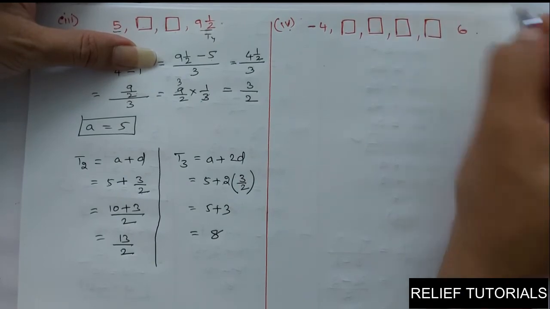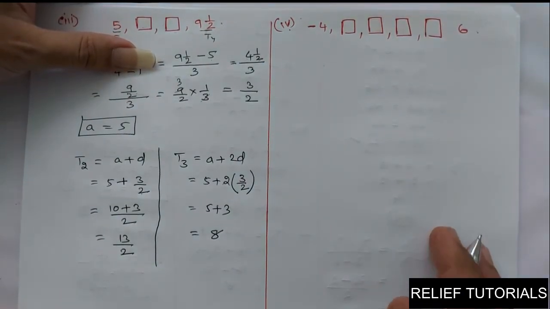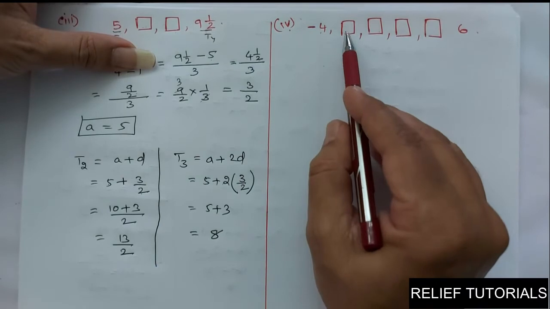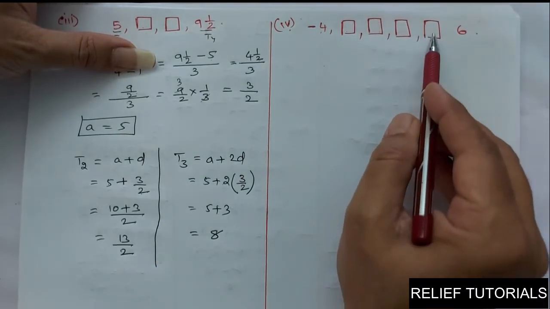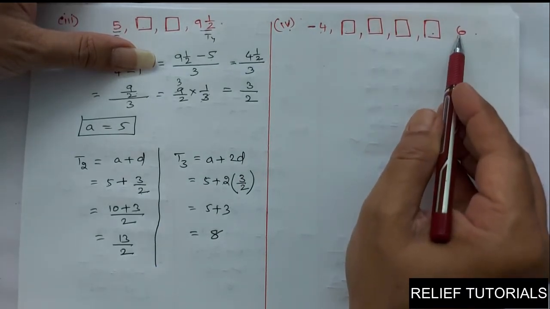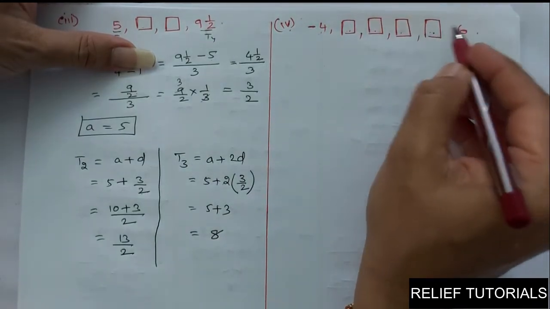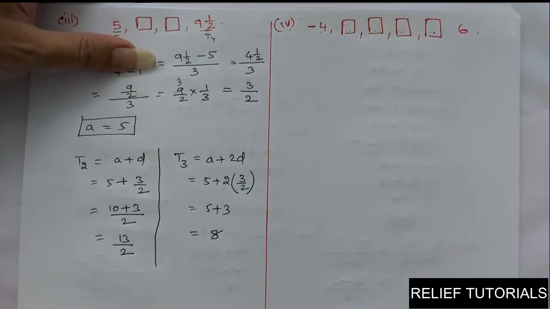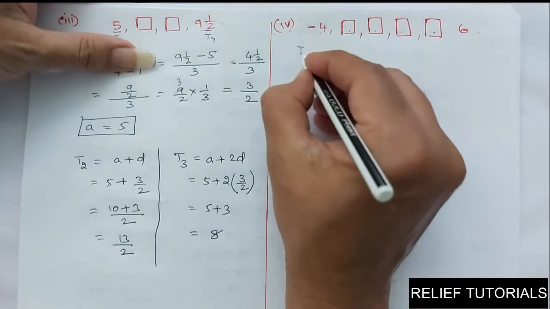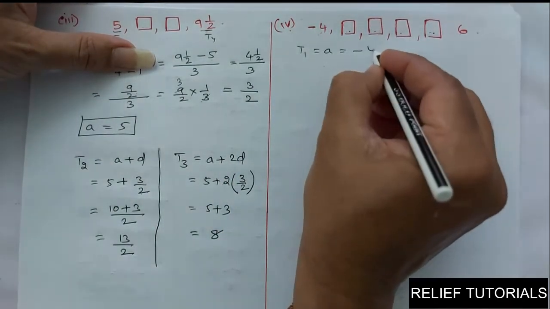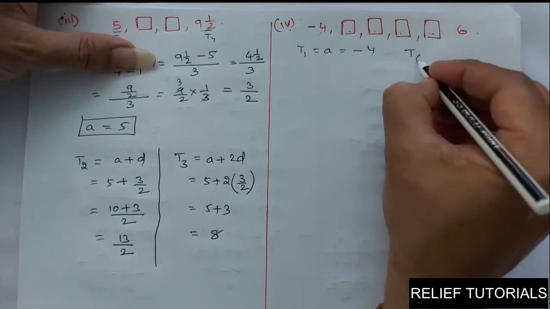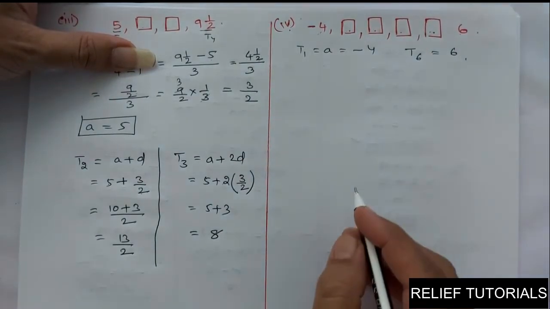And you have 6. So here you have first term A, T2, T3, T4, T5 you have to find out, and you have T6. So this is first term, second term, third term, fourth term, fifth term, sixth term, T6. So what you will get here, T1 that is equals to A is equals to minus 4 and T6 is equals to 6. So we can find difference.